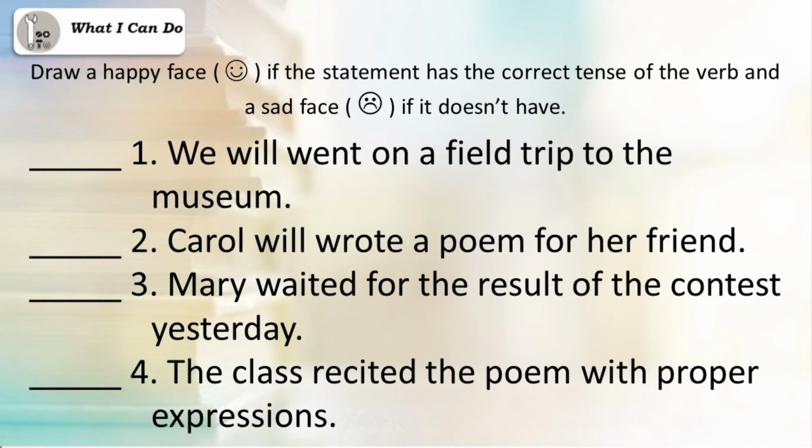Draw a happy face, if the statement has the correct tense of the verb, and a sad face, if it doesn't have. 1. We went on a field trip to the museum. 2. Carol wrote a poem for her friend. 3. Mary waited for the result of the contest yesterday. 4. The class recited the poem with proper expressions.